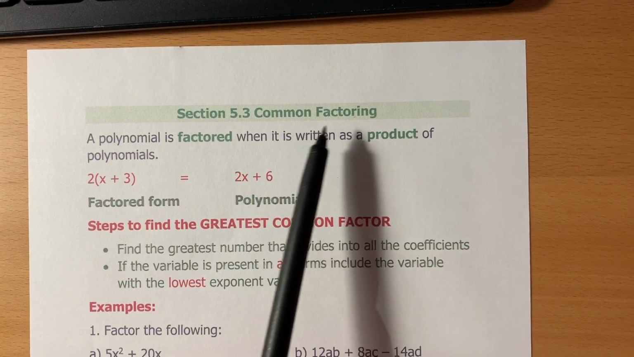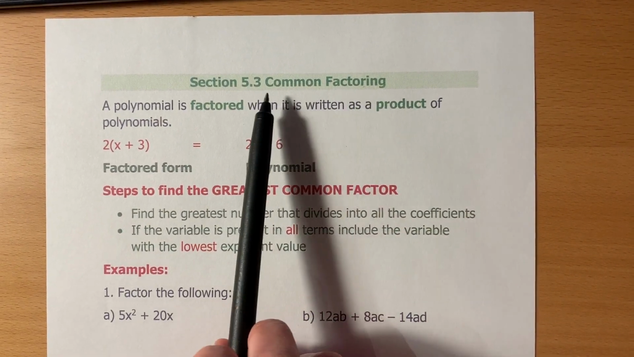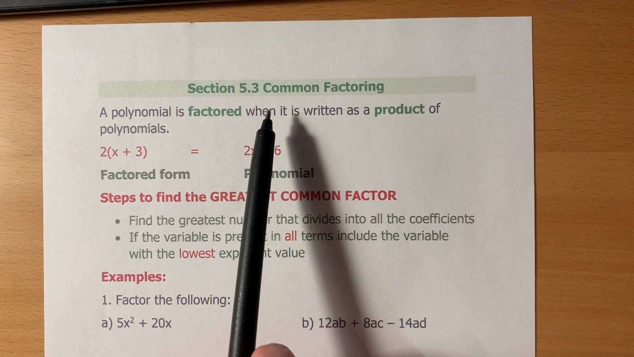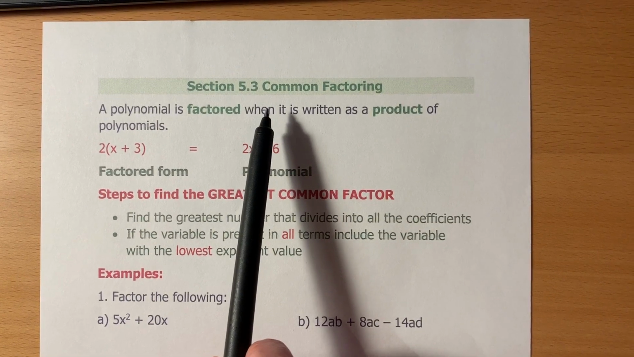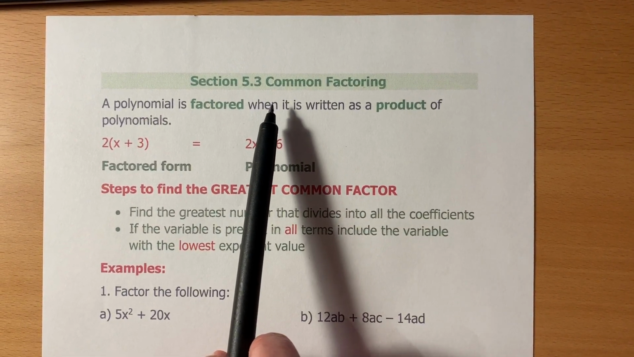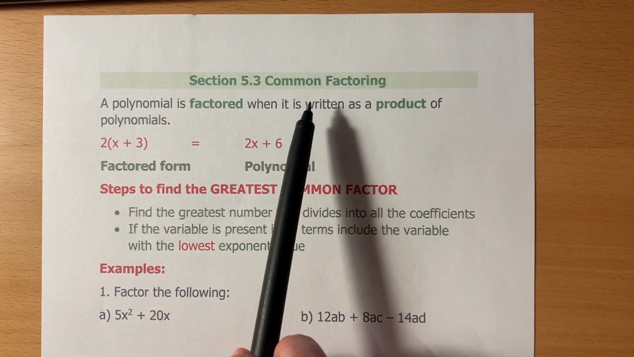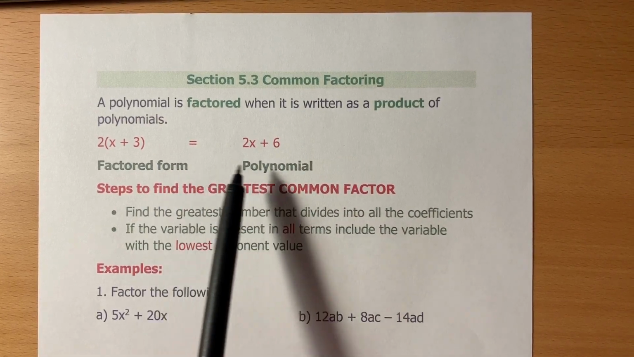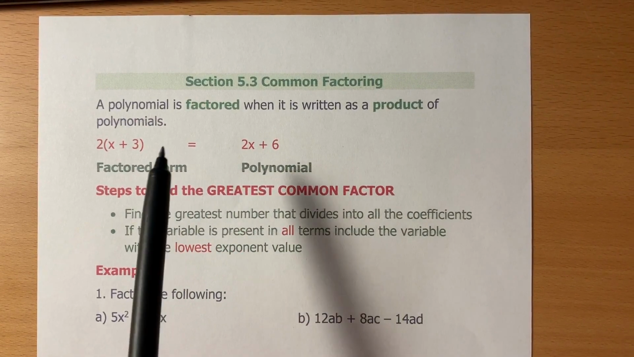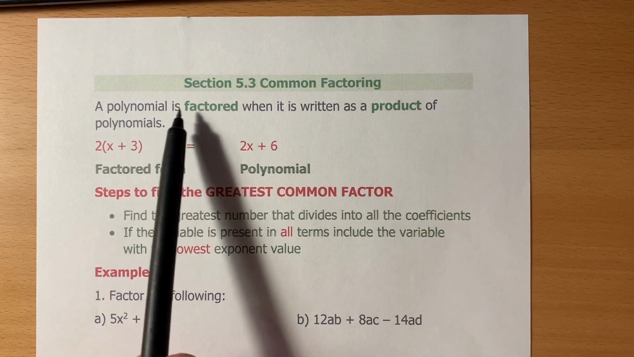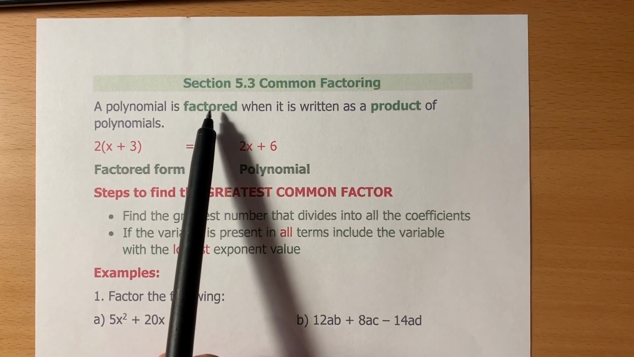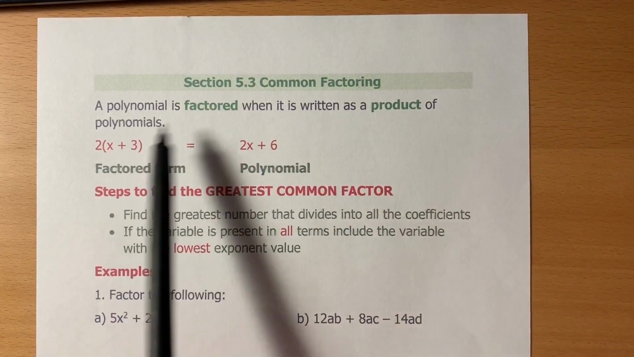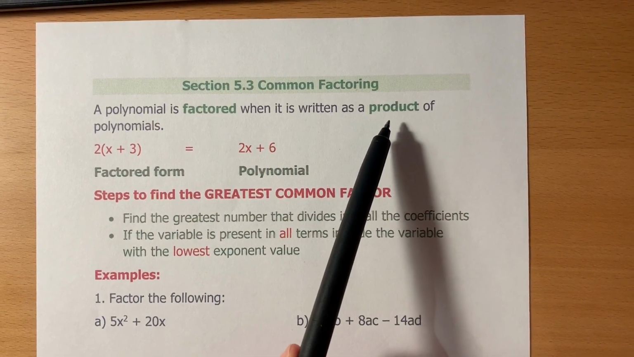Okay, so now we're going to be looking at the factoring component of Chapter 5. Section 5.1 and 5.2 was polynomials and simplifying them. So now we're factoring, and factoring is kind of like the opposite of what we were doing. When a polynomial is factored, it's written as a product of polynomials. And a product is multiplication.